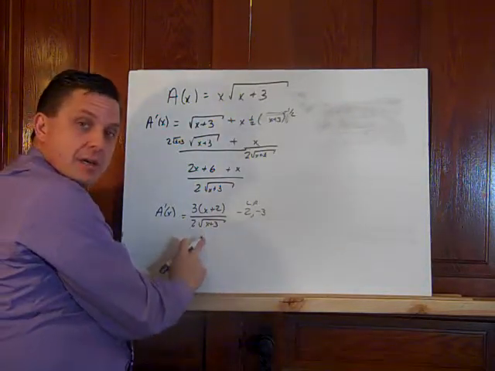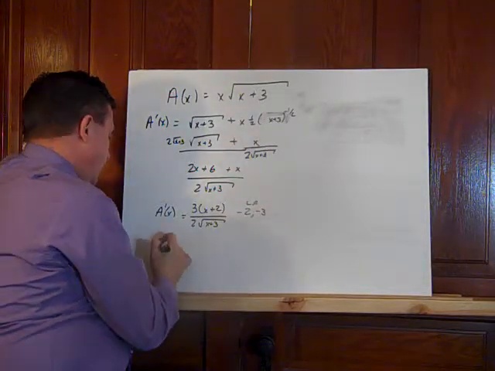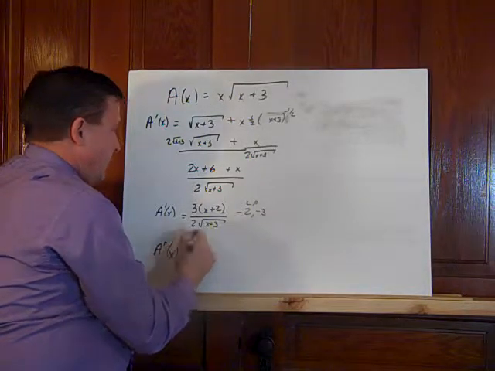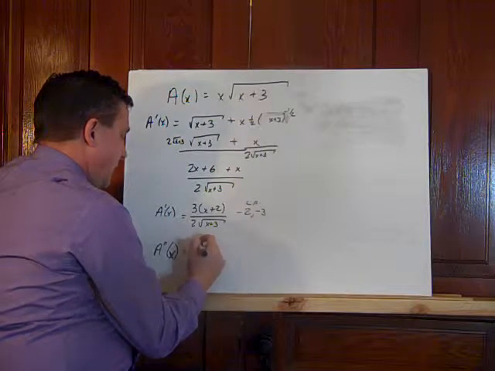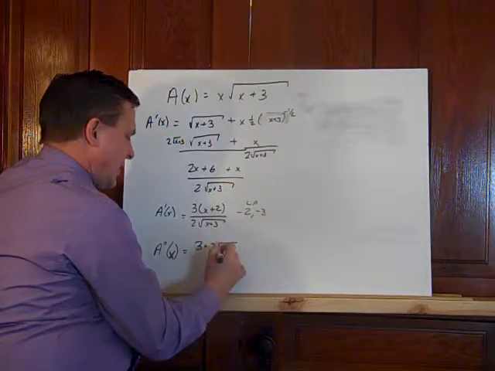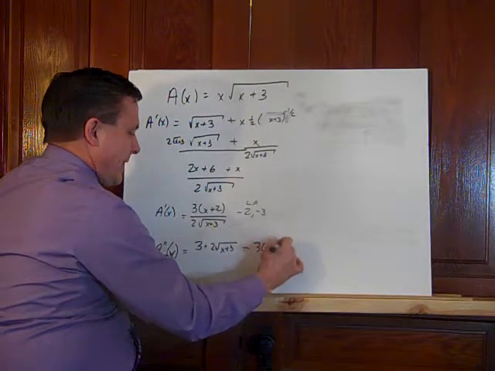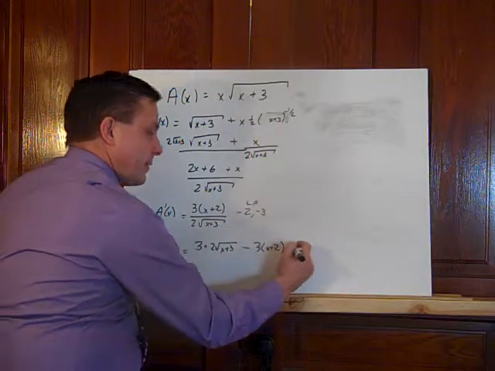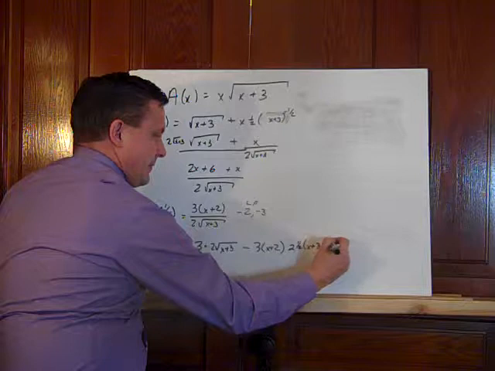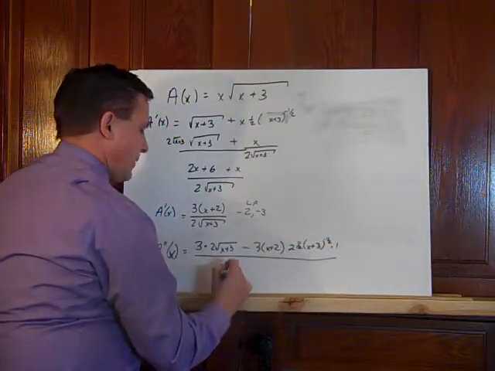It's going to be a product rule, or our quotient rule. So, f double prime of x is the derivative of the top, which is simply 3, times the bottom, minus the top times the derivative of the bottom, all over the bottom squared.